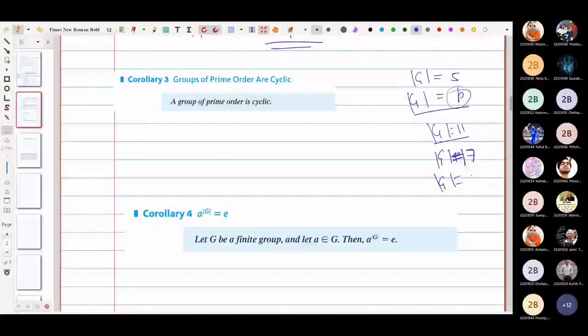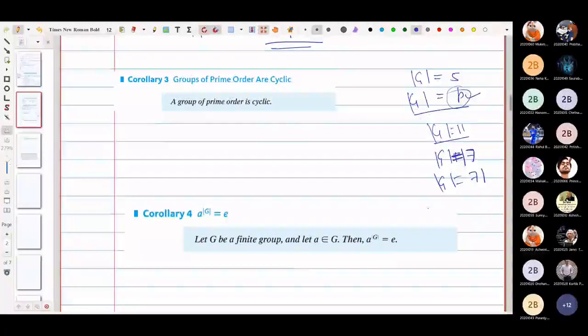A group of order 71. Is 71 prime or what? Do you have any idea? I think it should be prime. In fact, if you take any prime as the order of a group, then you will be getting a cyclic group of that particular order.